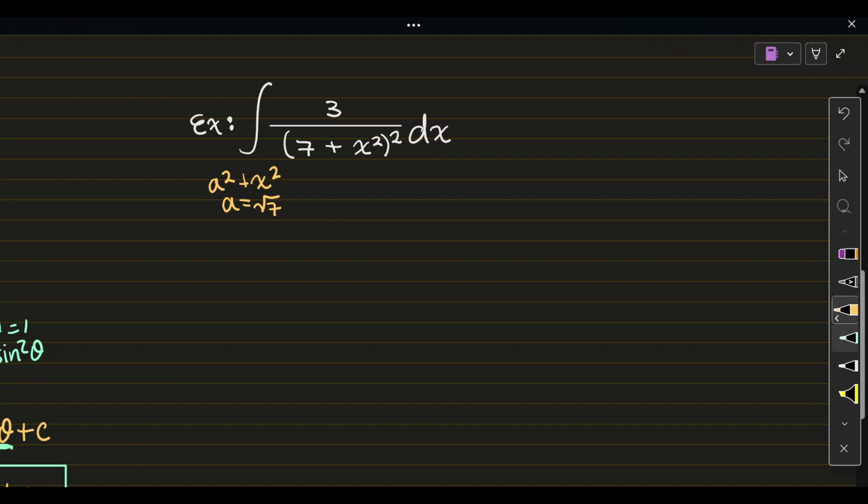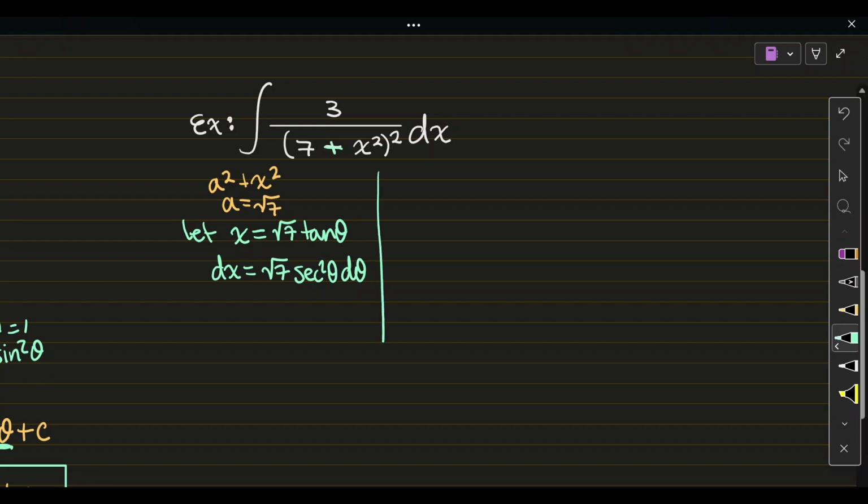So I'm going to let x equal a tan theta because I have this plus here. So it's going to be the square root of 7 times tangent of theta. Now very quickly I can see that dx is going to be equal to the square root of 7 times secant squared of theta d theta by taking the derivative. Okay, so let's go ahead and make our substitution here.